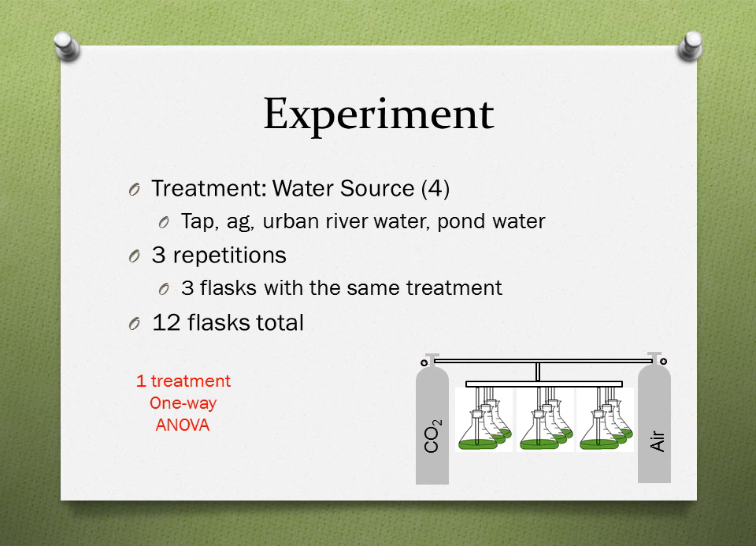Now we did these with 3 repetitions, and when I say 3 repetitions, that means that 3 of the flasks had the same treatment. So of the 4 treatments and the 3 repetitions, we had 12 flasks total. And the foreshadowing is that this is a one treatment, one-way ANOVA.